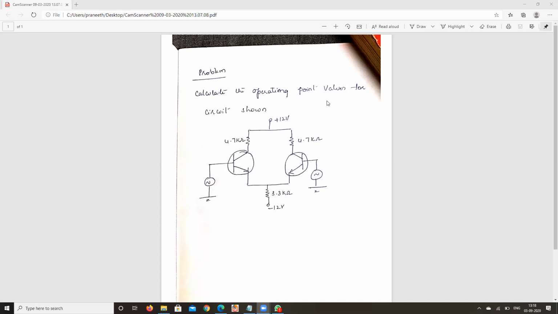What is VBE? If it is silicon, what is its value? 0.7 volts, and if it is germanium, it is 0.2 volts. So generally we consider it to be silicon, right? So let us consider that VBE is 0.7 volts. Now you have the value of VE, you have the value of VBE, and you have the value of RE. Substitute all these values in the equation and find out what is the current.